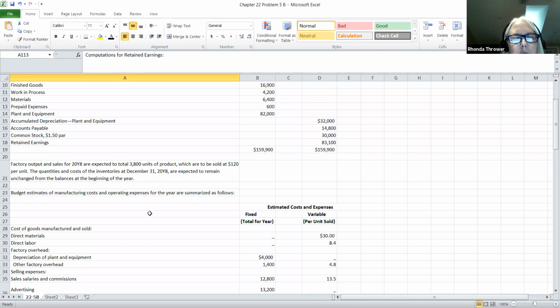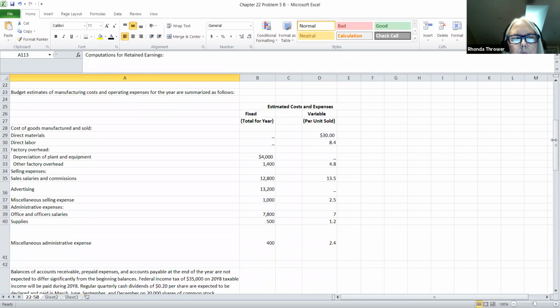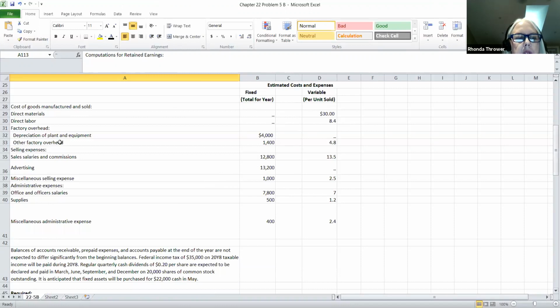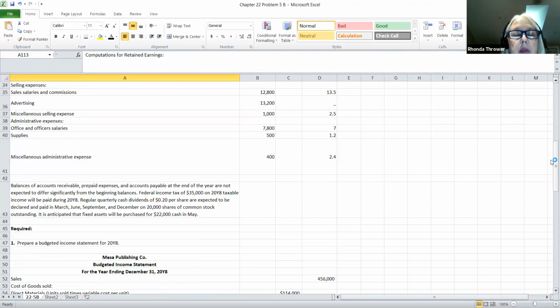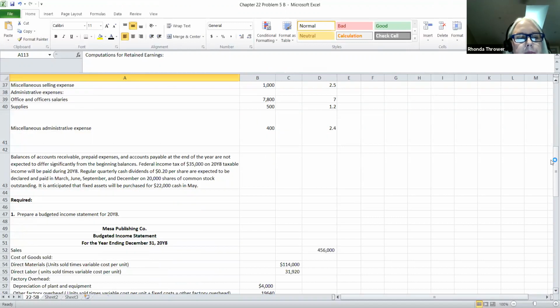Budget estimates of manufacturing cost and operating expenses for the year are as follows. And so what they've done is they've broken these costs down into fixed cost and variable cost per unit here. So they've given you a list of all of the costs that they're going to be using for their budget purposes, and you're going to have to figure out how much those costs are.